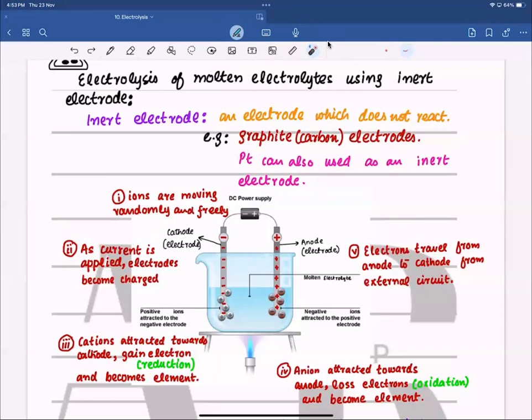Sir, can you explain the last point, the fifth one? Yes, fine. You can ask again. Sir, can you explain the last point? Which one? The fifth one? Yes, sir. You are asking why electrons travel from anode to cathode through the external circuit, right? Yes, sir. Okay, so think.